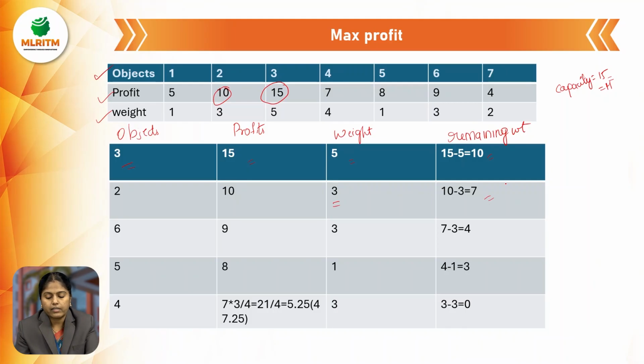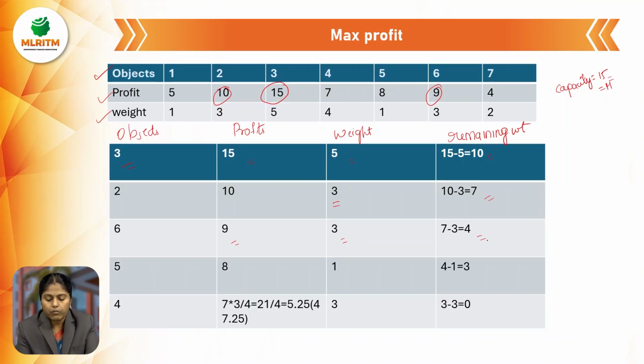Okay, in the next step, what is the maximum profit again here? This is a 9. Okay, from the 9, what is the object here? 6. What is the maximum profit here? 9. What is the weight here? 3. Now what we have to do, what is the remaining weight here? 7. 7 minus 3, that is equal to 4. Okay, up to here we will get 4 as the remaining weight.